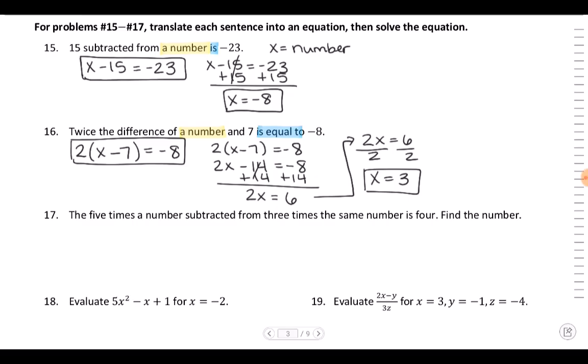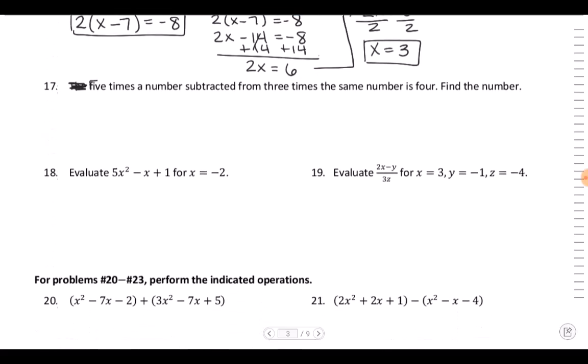Okay, number 17. Why does that say the 5 times? That should probably just say 5 times the number subtracted from. Let's get rid of this word. I'll change that. So it should just say 5 times a number subtracted from 3 times the same number is 4.